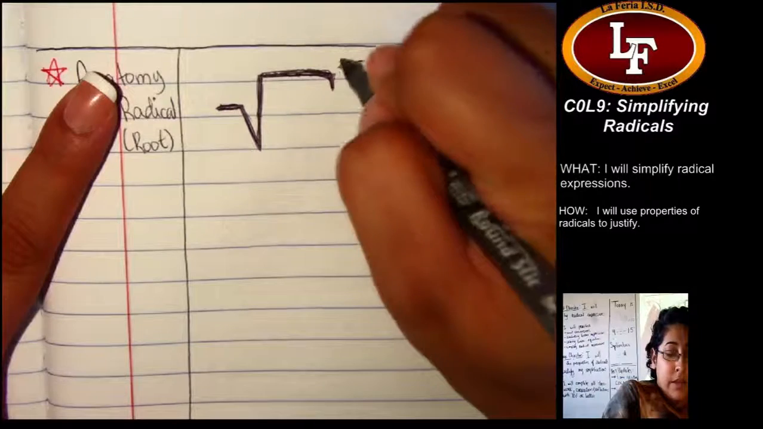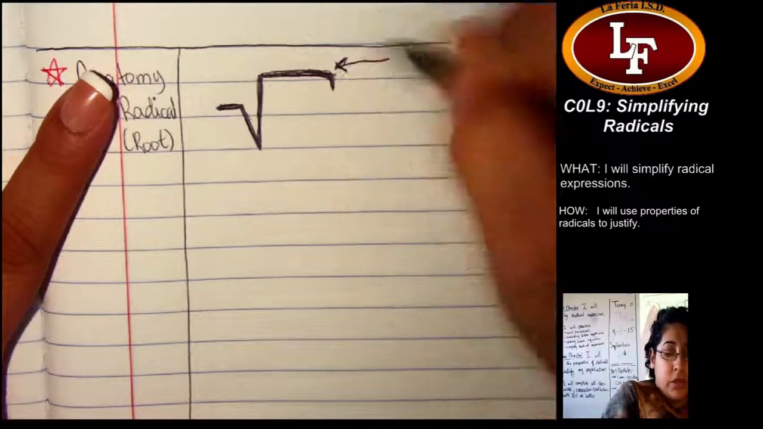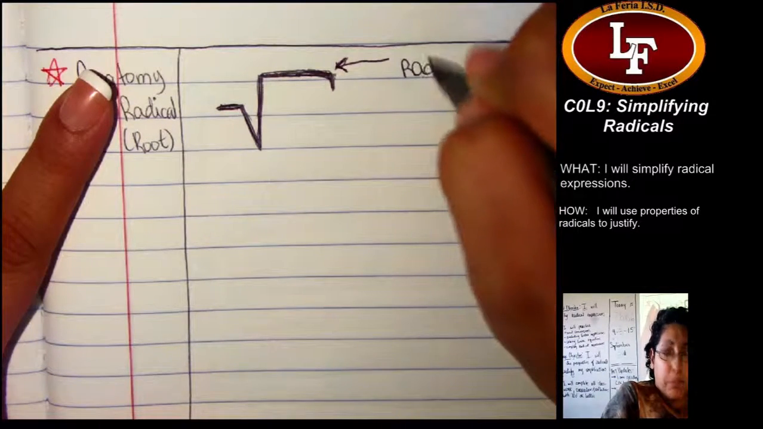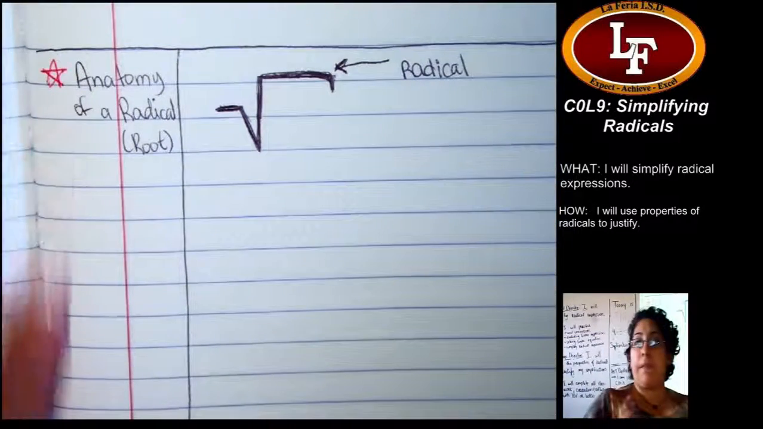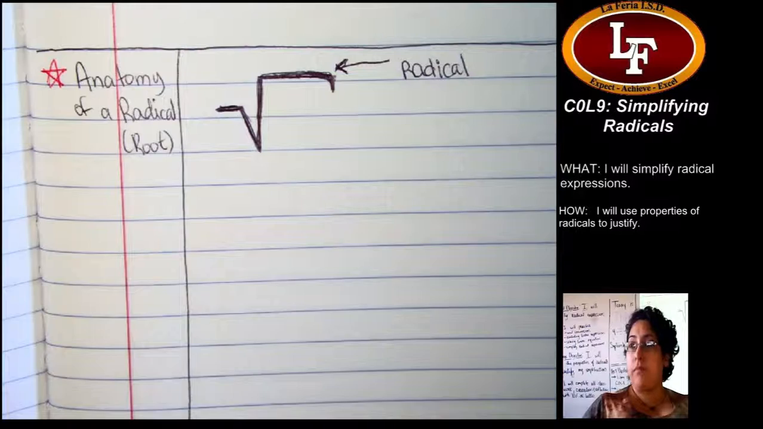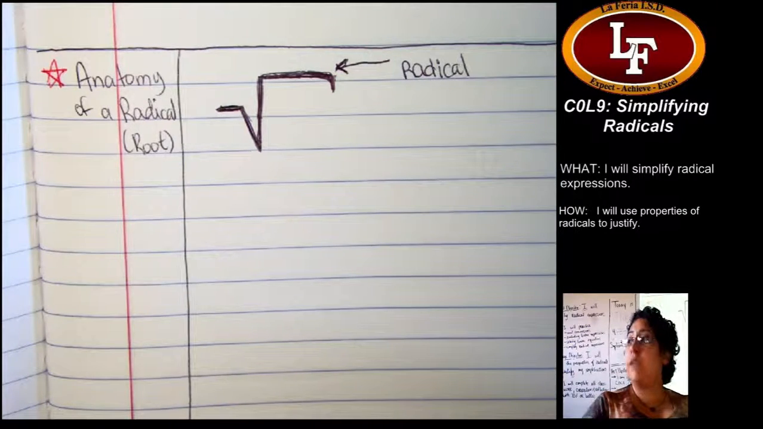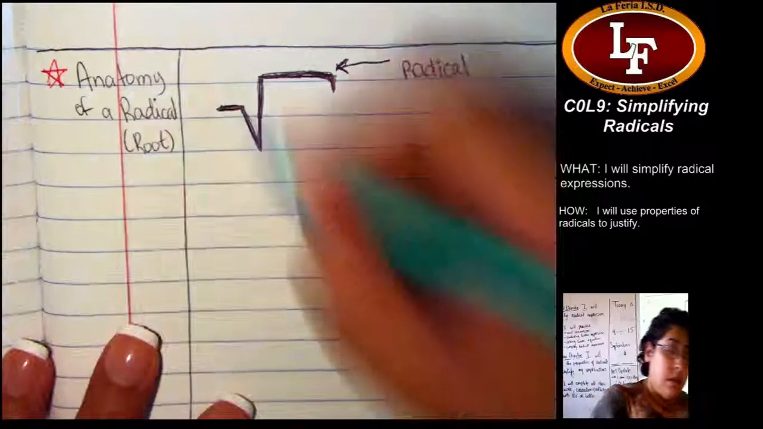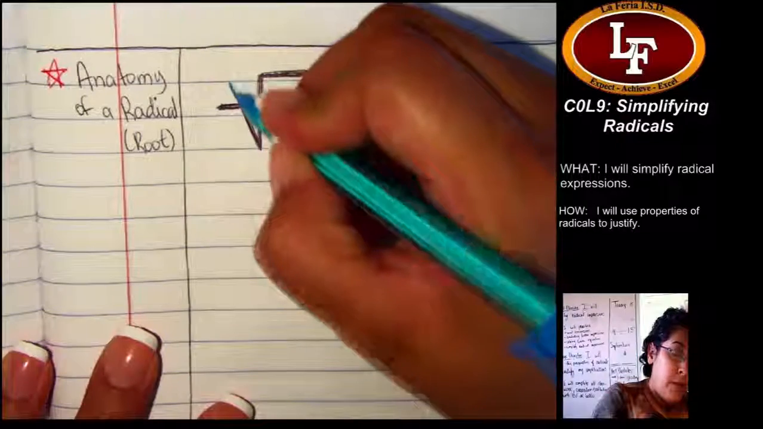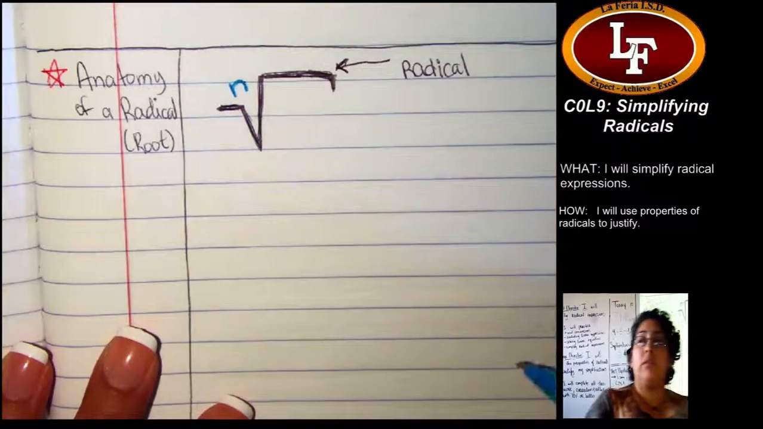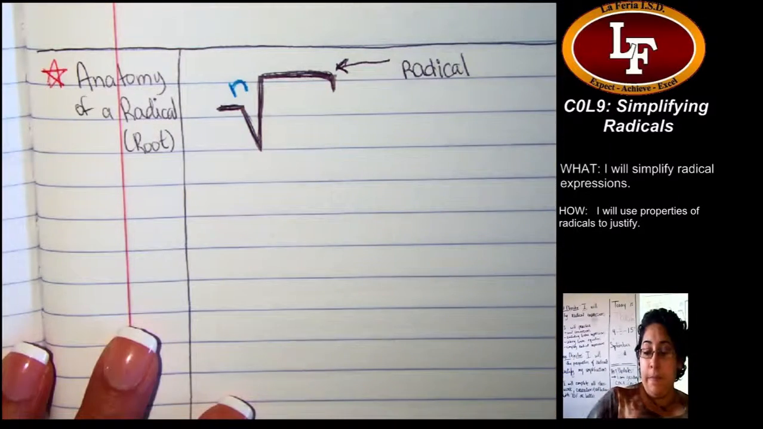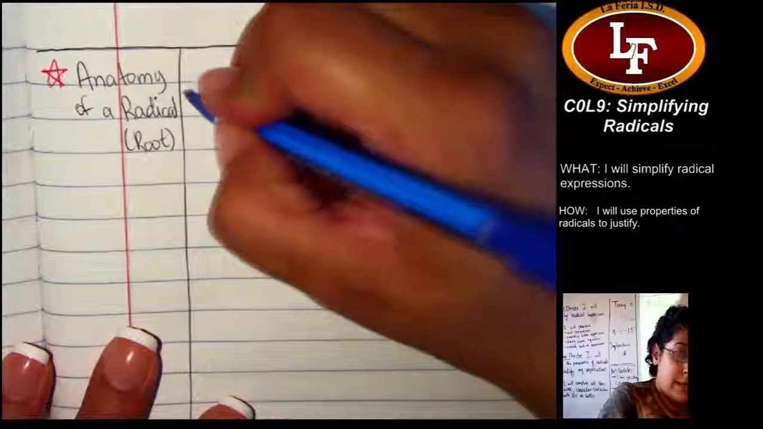Okay. This symbol, the symbol that you call the square root, its proper name is a radical. It is a radical. What you typically don't see right now is a little symbol that floats out here. This little symbol is called the index.